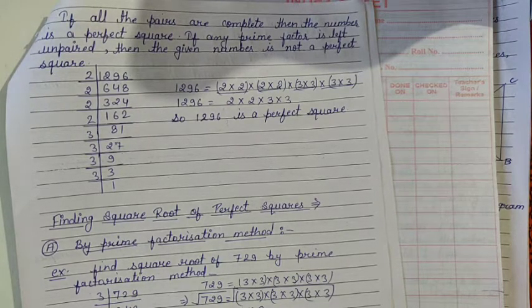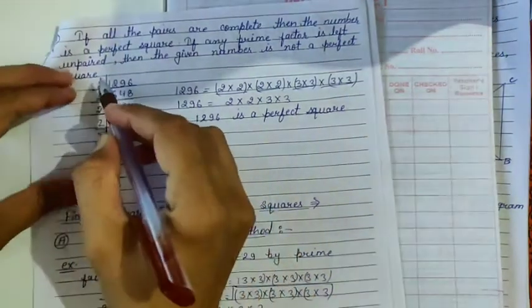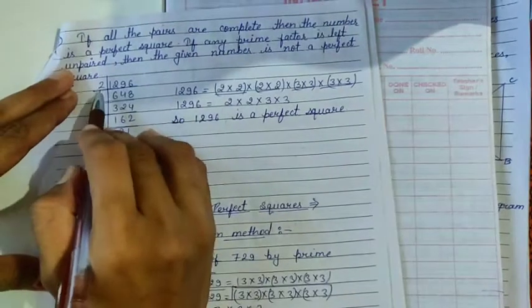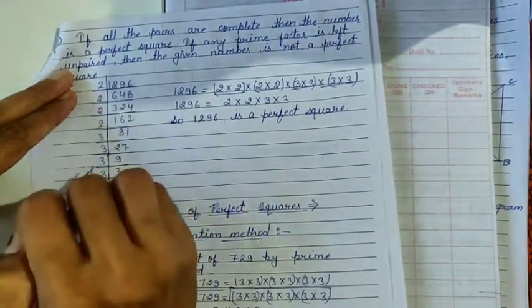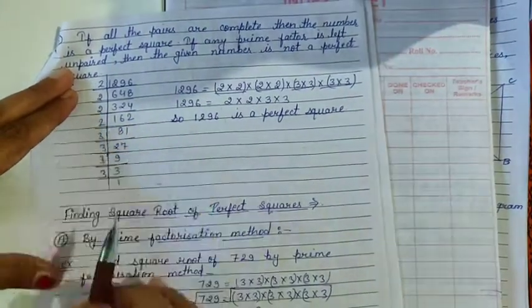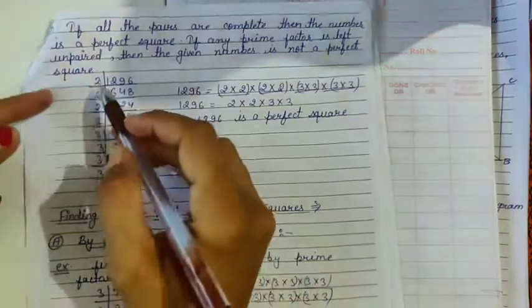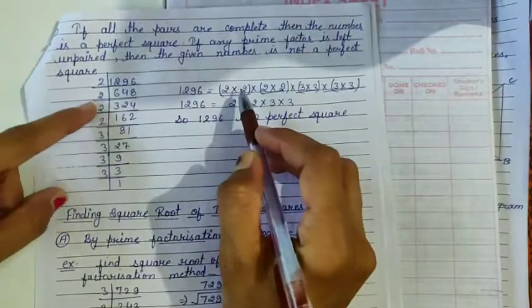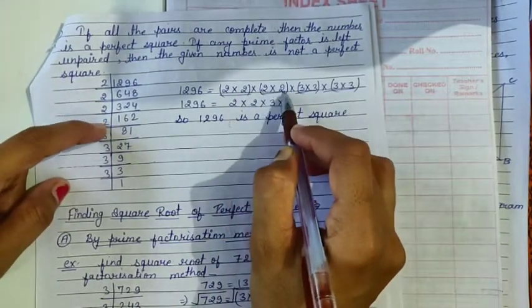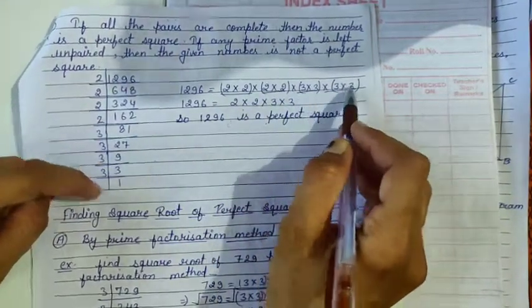Firstly, we will do prime factors of 1296. These are prime factors of this. Firstly, we will divide this by 2. Then 2, 2, 2. Students, you know how to do prime factors of a given number. So, these are prime factors: 2 into 2, 2 into 2, 3 into 3 into 3 into 3.